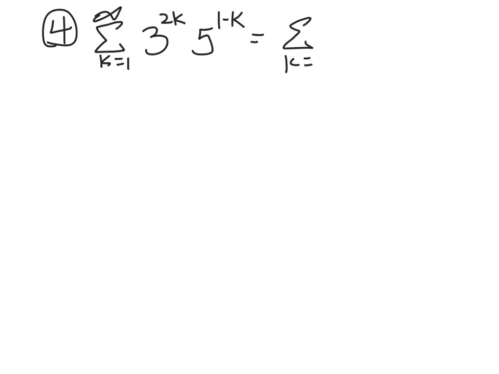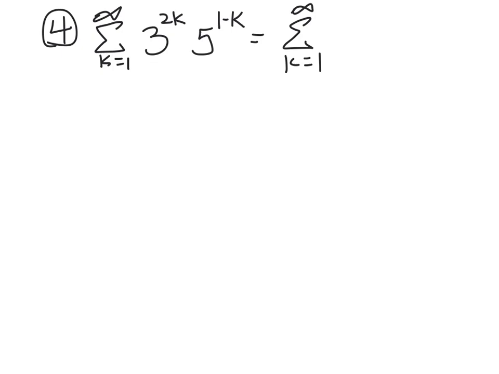Number 4, we're going to look at the sum from k equals 1 to infinity of 3 to the power of 2k times 5 to the power of 1 minus k. And that looks kind of crazy. That does not look like our normal format. So sometimes they give you a geometric series that's kind of disguised, and you have to use some basic algebra manipulation to get it into that form. Okay, so let's try that. The sum from k equals 1 to infinity.